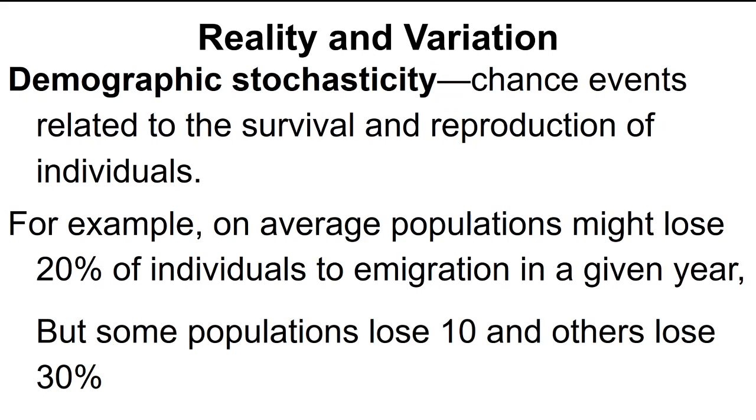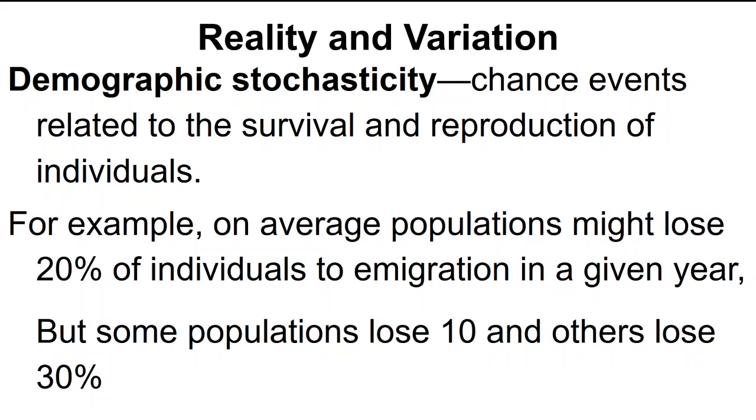But some of those populations have individuals that, for no reason that we can model effectively, lose 10%, and other populations lose 30%. And on average, when we look at those populations, we see that we're losing 20% of individuals, but some of those individuals leave maybe because they have a genotype that makes them more prone to dispersal. And other populations have fewer individuals that have that genotype, and so they have more that stay put.